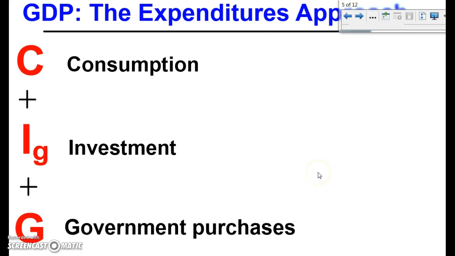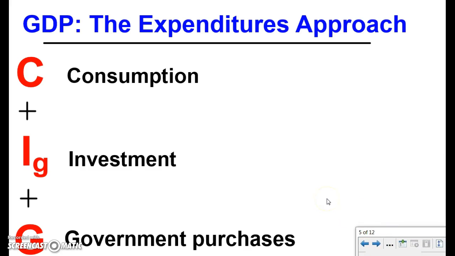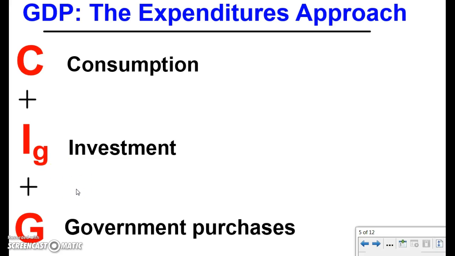Okay, when we are calculating GDP, there are two approaches, the expenditures approach and the income approach. We don't spend a lot of time on the income approach, but we'll talk a little bit about the expenditures approach today. The expenditures approach involves adding up all of the expenditures from various sectors. C represents consumption, or expenditures by households. I represents investment, or expenditures by firms, and it's I sub G because it's gross investment. It's the amount of money total they're spending. You'll see the difference between gross investment and net investment in a little bit.